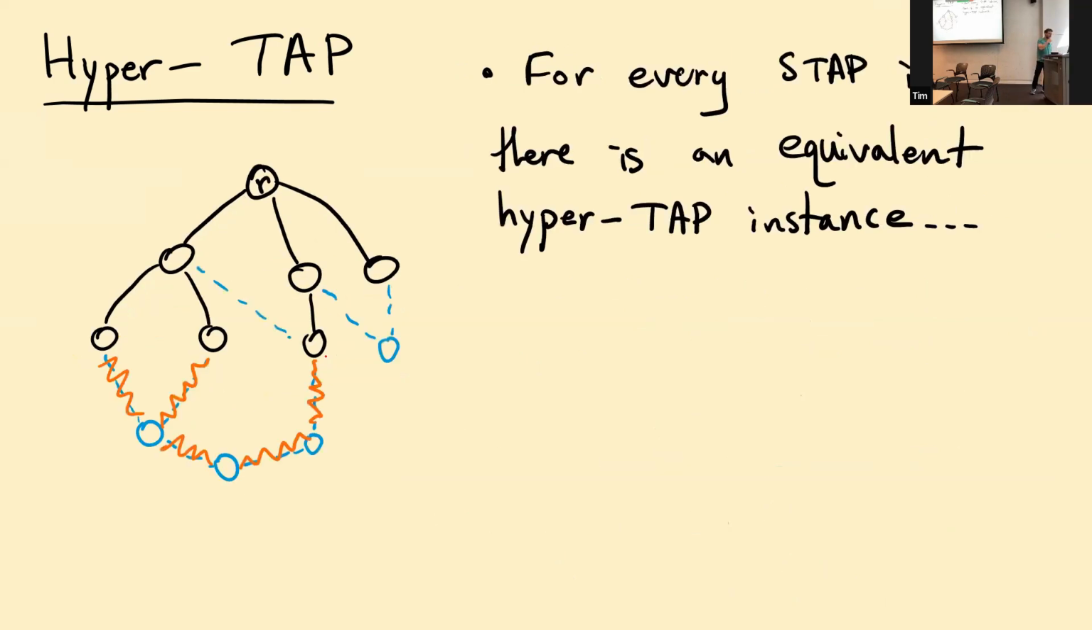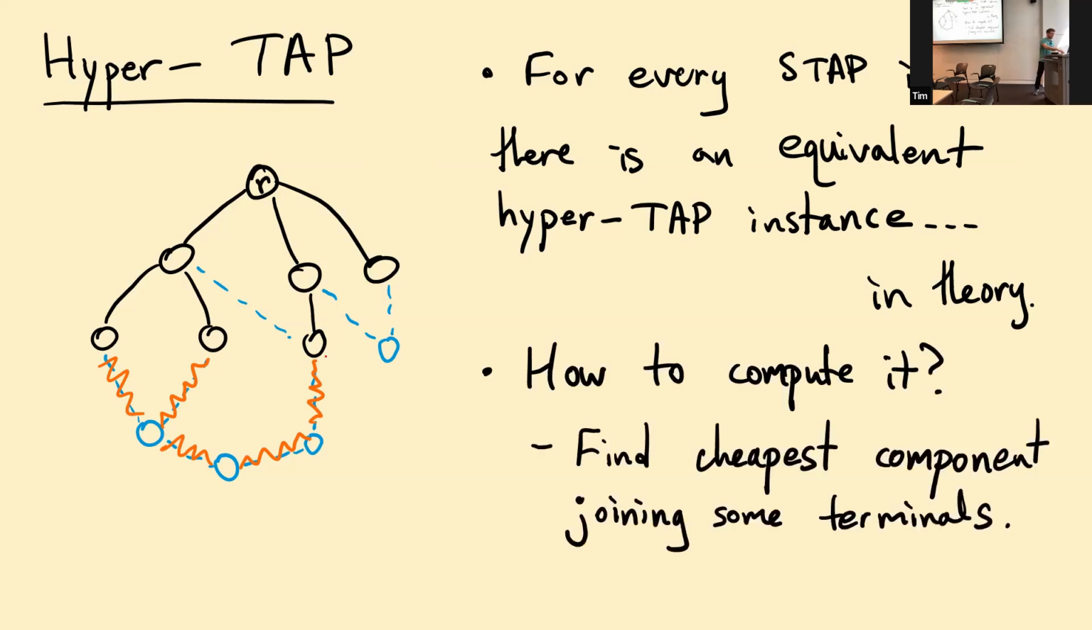Okay, so in theory, there's a hypertap instance which is equivalent to any STAP instance, because in STAP I have to basically do two things. I have to decide which nodes to join up, and then also how to join them up in the best way possible. So the hypertap instance encodes which nodes I should join up. There's the question of how best to join up a given set of terminals.